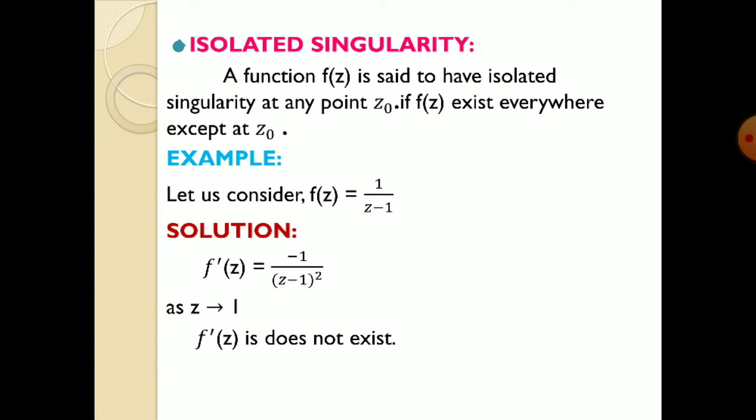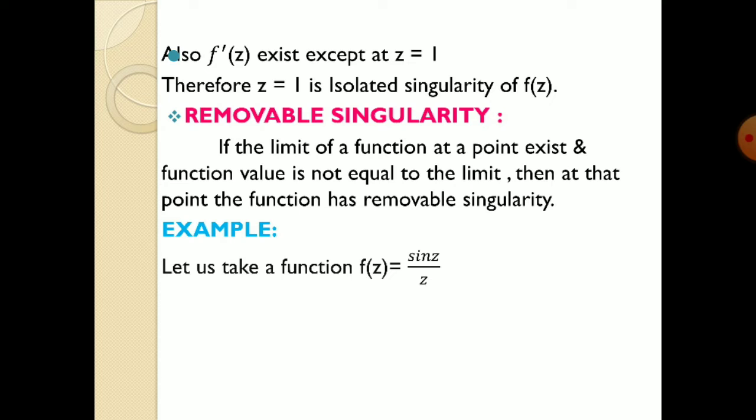First, we differentiate the given function f of z equal to 1 by z minus 1. The given function is in the form of u by v method, so the differentiated term will be f dash of z equal to minus 1 by z minus 1 the whole square. As z tends to 1, the function f dash of z gets infinity. Therefore, f dash of z does not exist at z equal to 1. Also, f dash of z exists for all points except at z equal to 1. Therefore, z equal to 1 is an isolated singularity for f of z.